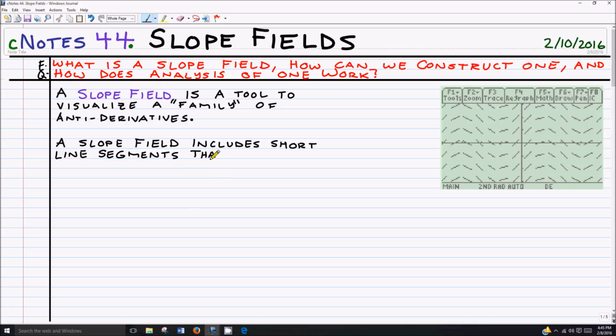So we'll say that those guys represent tangent lines to the graphs of general solutions, or to particular solutions.